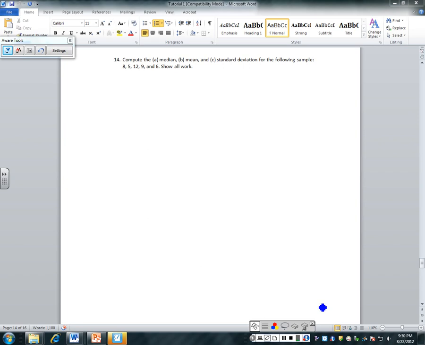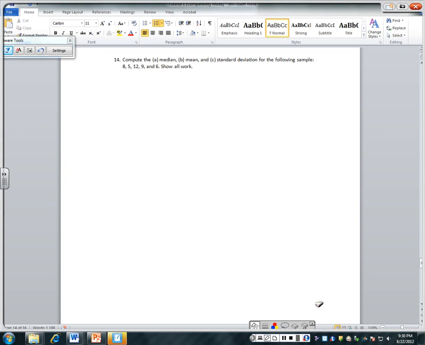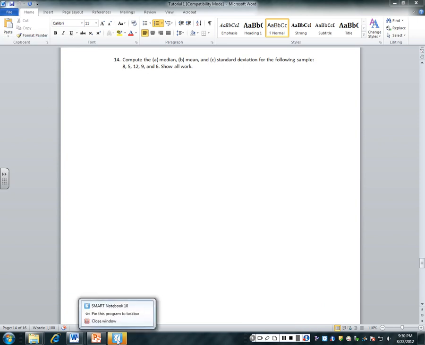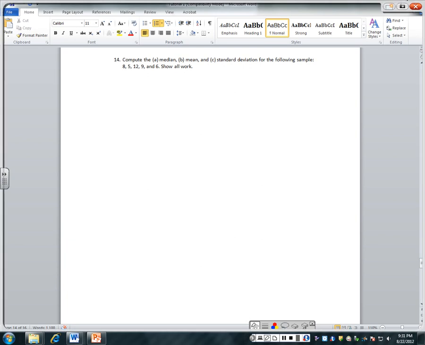Okay, I'm going to go ahead and give this one a shot. To get the median, this is part A. That's not good. Still going to give it a shot. So to get the median, I'm going to put the numbers in order.